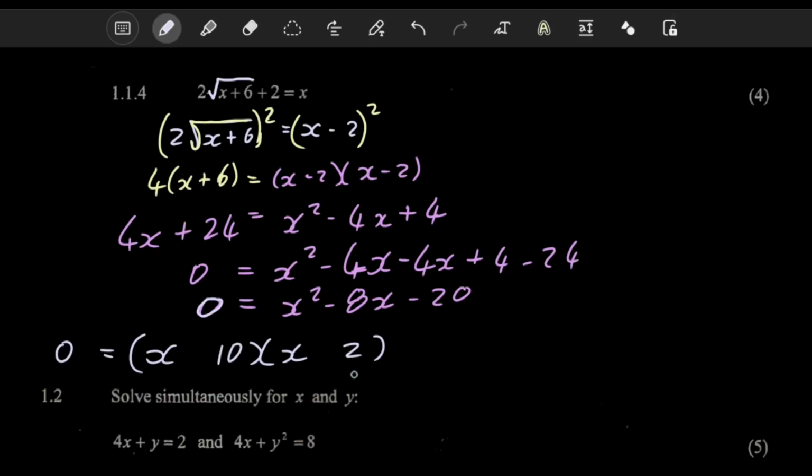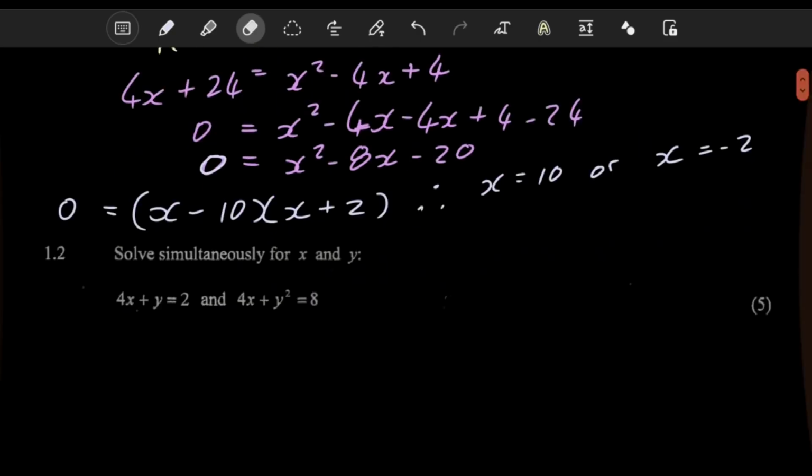And then you ask yourself, for you to get a negative 8 from 10 and 2, you would need negative 10 plus 2. So that's how you know. Here you're going to put a negative 10, and here a positive 2 over there. So here you can say, therefore, x is equal to 10 or x is equal to negative 2, because each bracket you're going to make equal to 0, and then these are going to be your 2 x values.